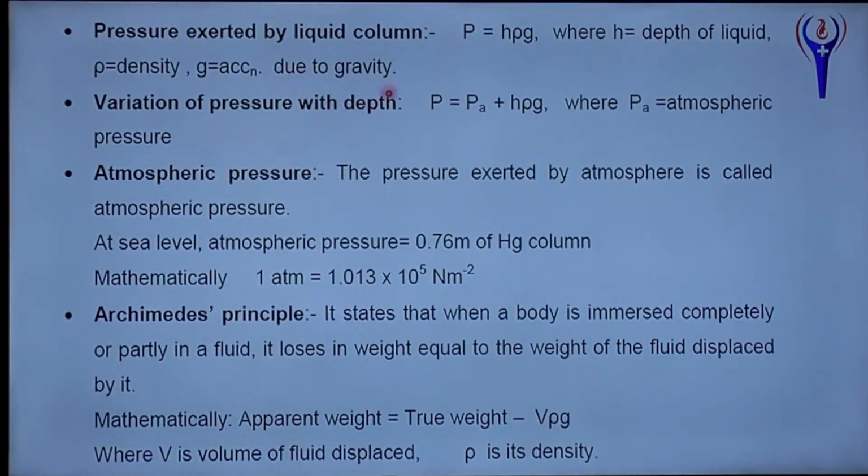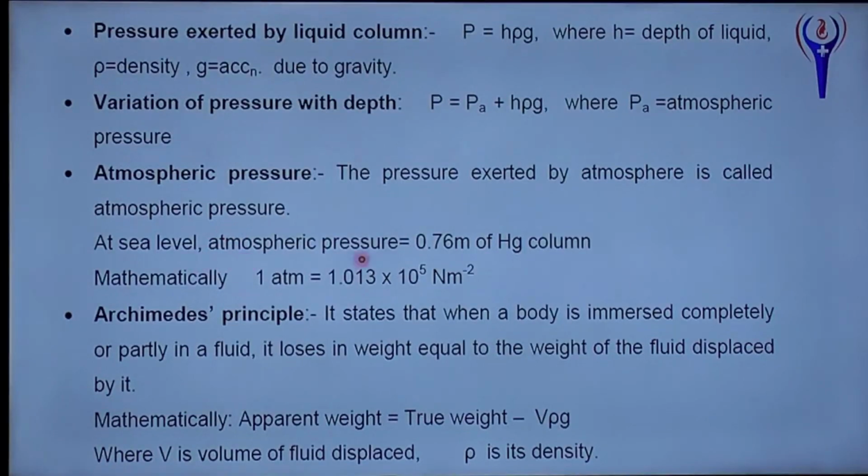Pressure exerted by liquid column P equal to h rho g. Here h is the depth of liquid, rho density and g acceleration due to gravity. Variation of pressure with depth: P equal to Pa plus h rho g. Here Pa is the atmospheric pressure. And what is atmospheric pressure? It is the pressure exerted by atmosphere.